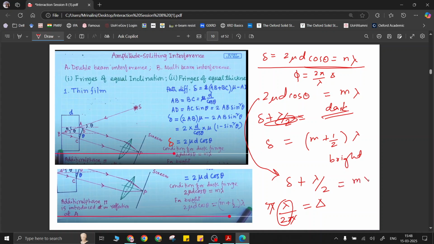So if this is the condition I'm choosing here, it will become m plus half multiplied by lambda by 2. So what was earlier the condition for dark fringe now becomes the condition for bright fringe. So this was the reason.